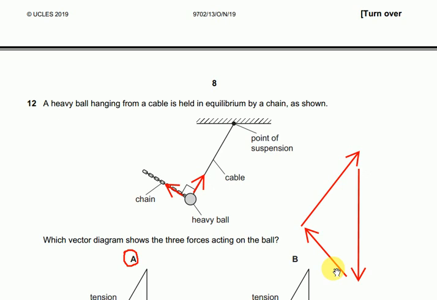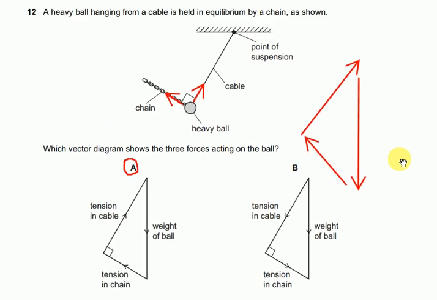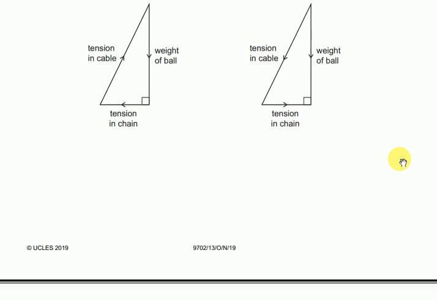So because it's in equilibrium, the arrows must follow each other. So this arrow follows this arrow, and this arrow must follow over here. So head to tail must match. So A is the appropriate answer. You can see.